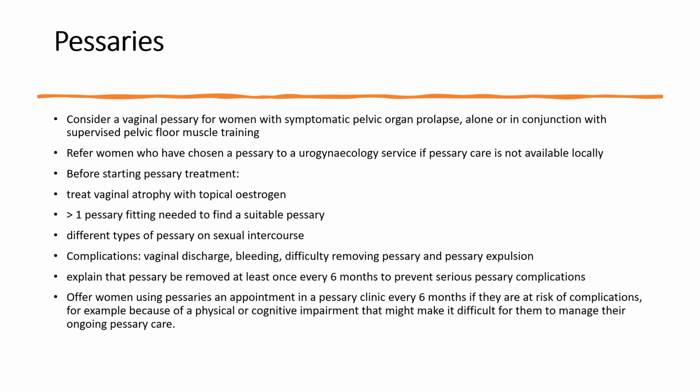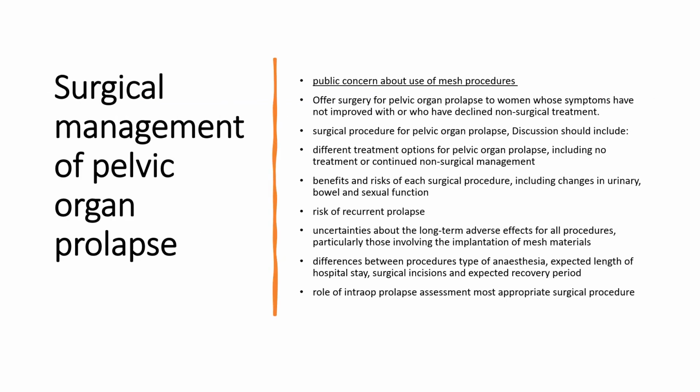Offer women using pessaries an appointment in a pessary clinic every 6 months, or if they're at risk of complications, for example because of physical or cognitive impairment that might make it difficult for them to manage their ongoing pessary care. Surgical management of pelvic organ prolapse: there's public health concern about mesh procedures because of the complications that have occurred. So offer surgery for pelvic organ prolapse to women whose symptoms have not improved or who have declined non-surgical management.